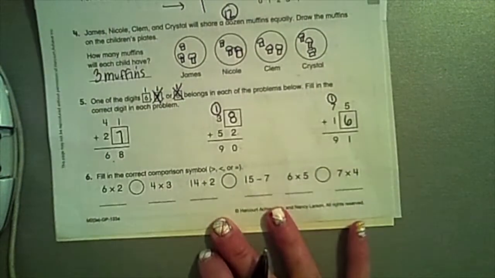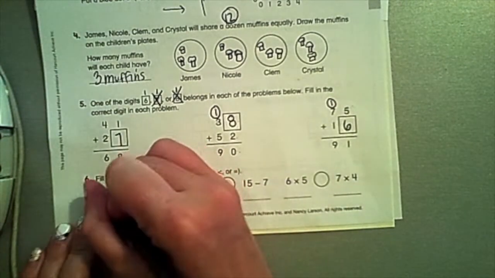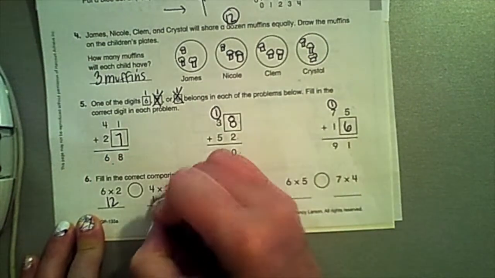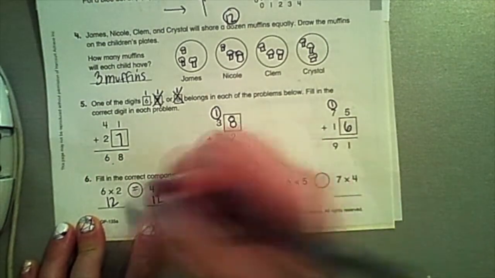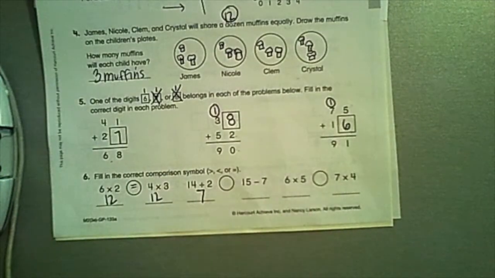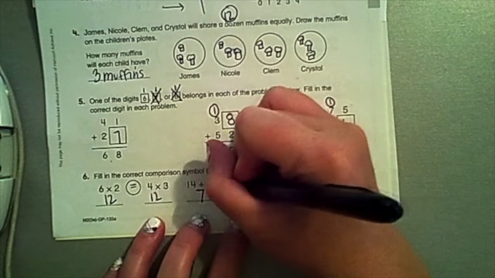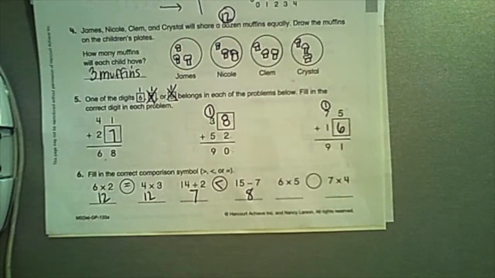Okay, and down at the bottom, make sure you are answering the math first. 6 times 2 is 12. 3 times 4 is 12. This is equal. 14 divided into 2 groups is 7. 15 minus 7 is what, everyone? 8. So Pac-Man is going to eat the bigger number.